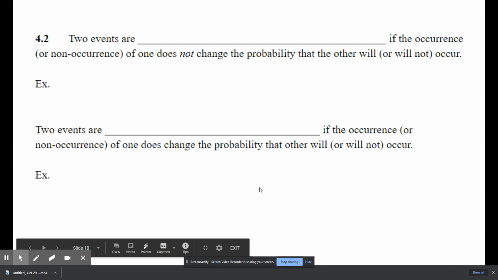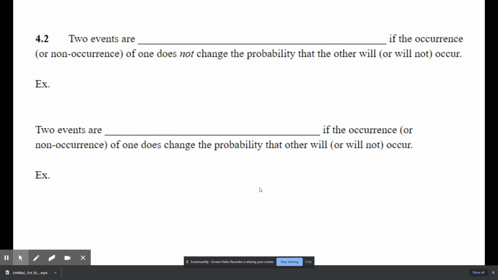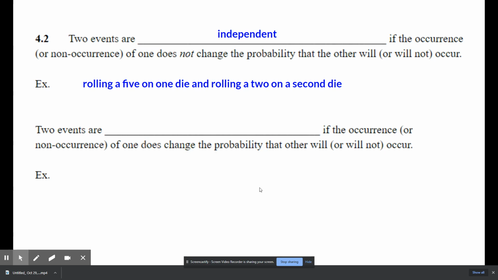All right, this is section 4.2. Two events are independent if the occurrence or non-occurrence of one does not change the probability that the other will or will not occur. Like rolling a 5 on one die and rolling a 2 on a second die would be independent of each other. Rolling a 5 doesn't impact the probability of rolling a 2.